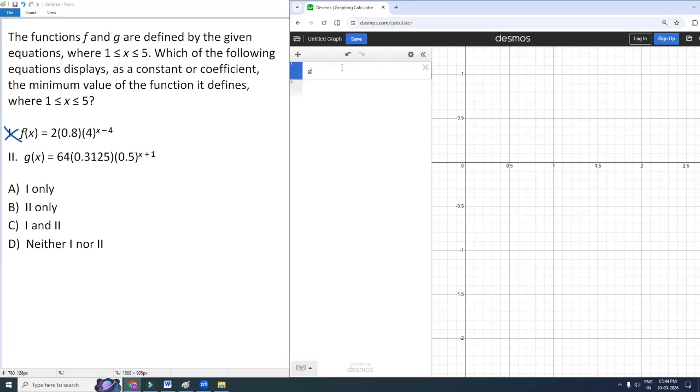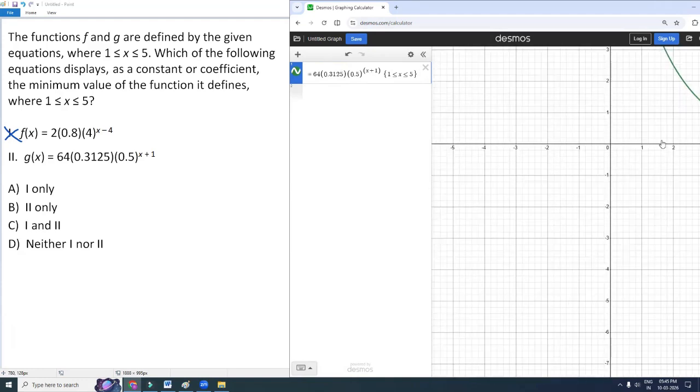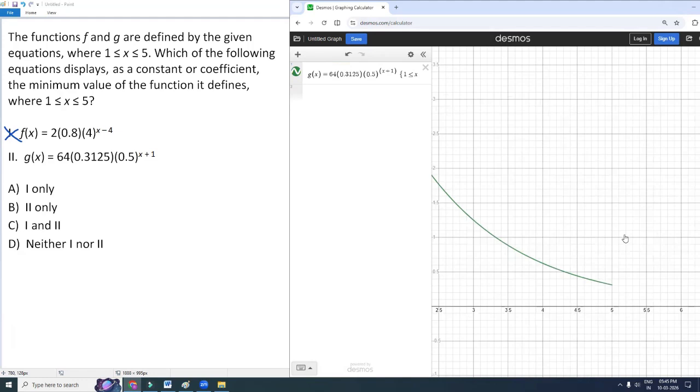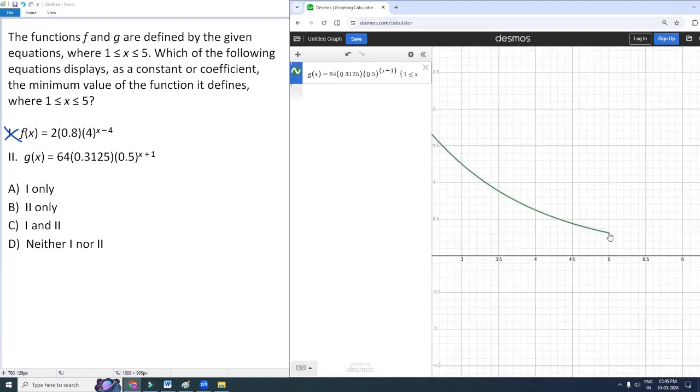Okay, now let me take the second function g of x in Desmos. Let me type it. That is g of x equals 64 times 0.3125 times 0.5, and the 0.5 has to be raised to the power of x plus 1, and the domain for this function is also the same, that is 1 ≤ x ≤ 5. Okay, let me zoom out so that we can see the function over here.